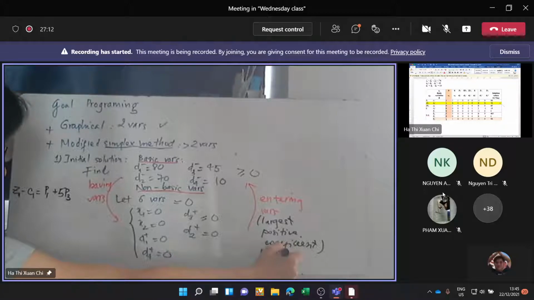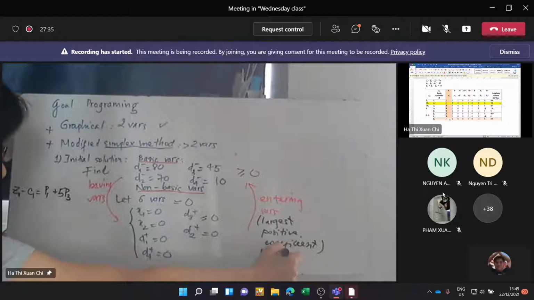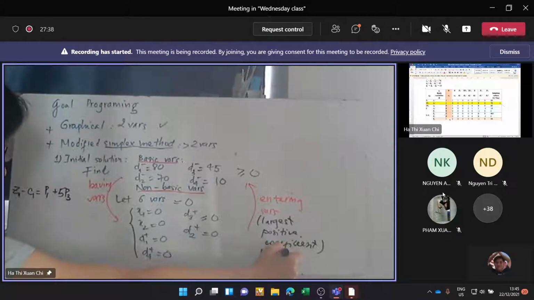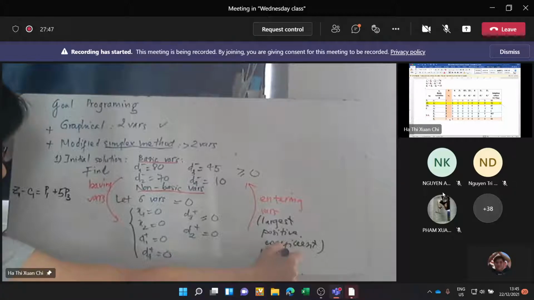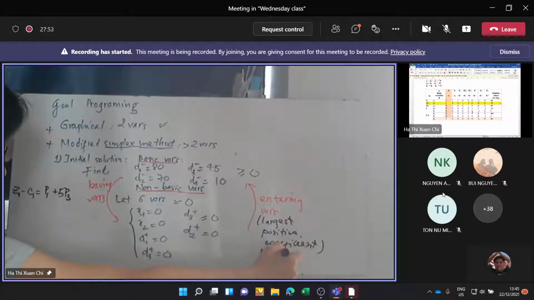P1, you choose the largest positive is one here and one here, right? So you can choose one of them. Choose X1. Okay, X1 or X2 the same. Choose X1. So X1 will be entering the basic. So which one will be leaving? So the leaving is we choose the smallest ratio.